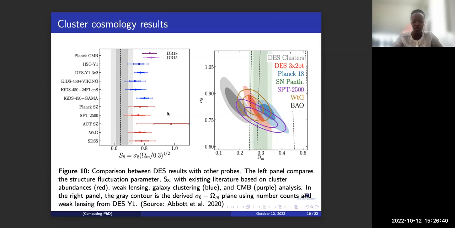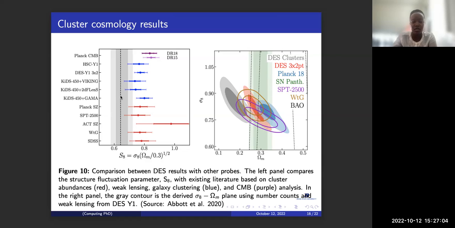From these two plots, we can see the results of the paper. The dark gray region shows S8, which is a function of sigma 8 and omega m, that is the density fluctuation in the dark matter density. We can see it is very low compared to the analysis done by other people.